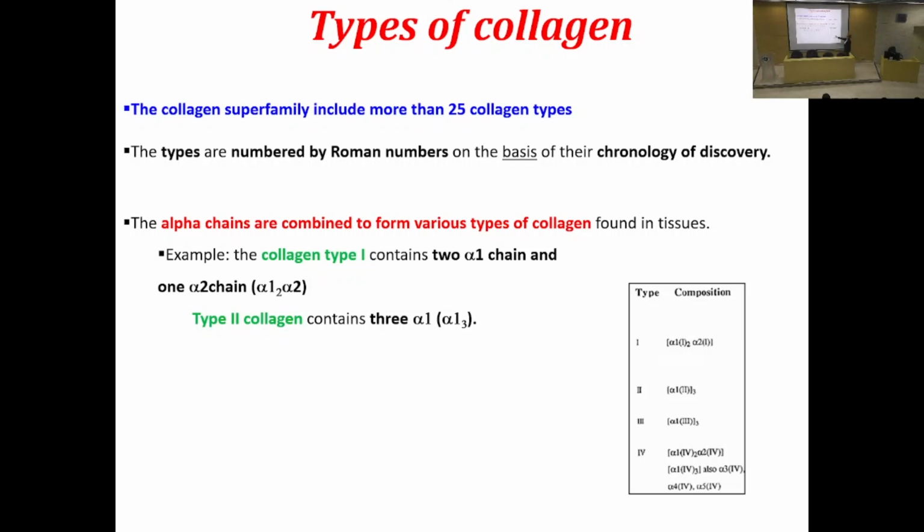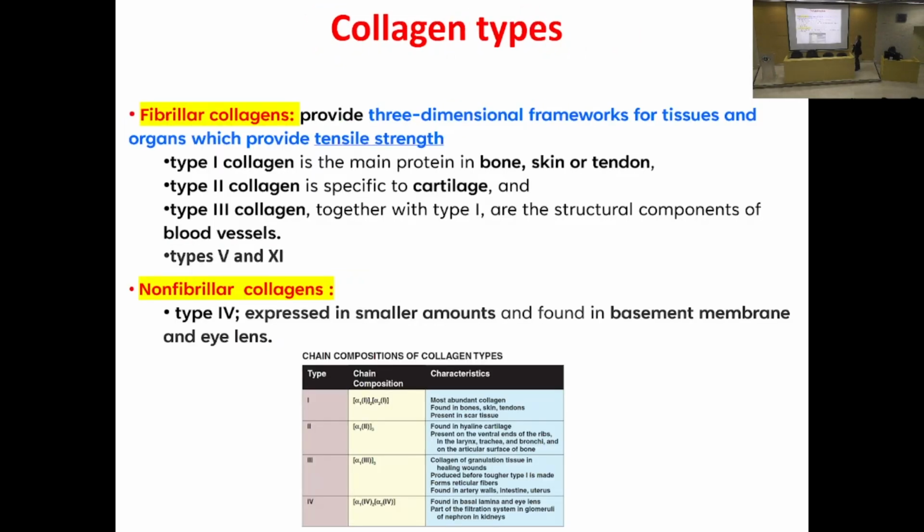When we look at the structure of type 1, we find it is made of 2 alpha 1 chains and 1 alpha 2 chain. Type 2 is made of 3 alpha 1 chains. So you see, the combination of the alpha chains gives this diversity, the different types of collagen. Clear?